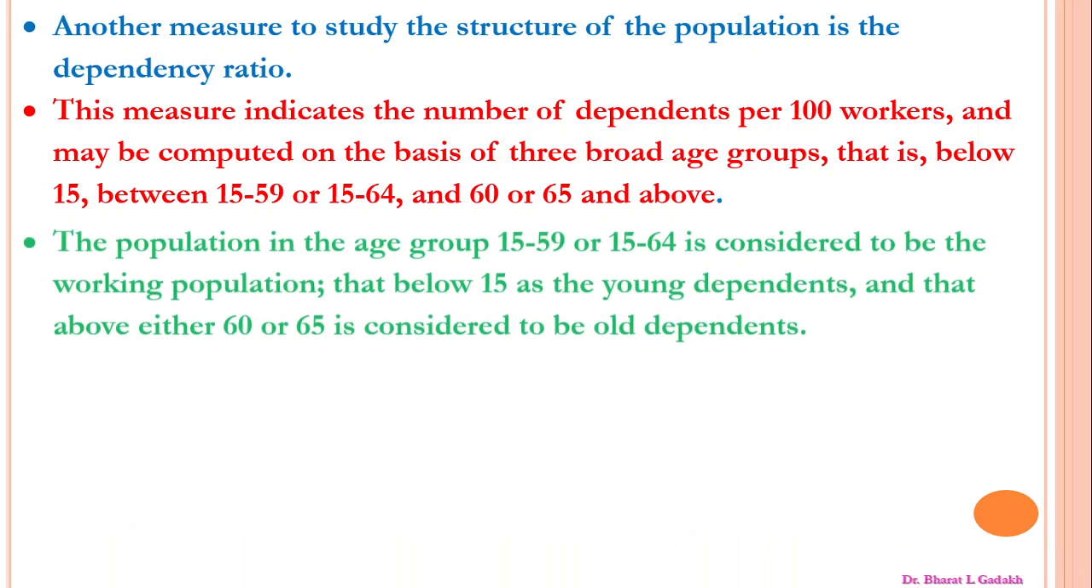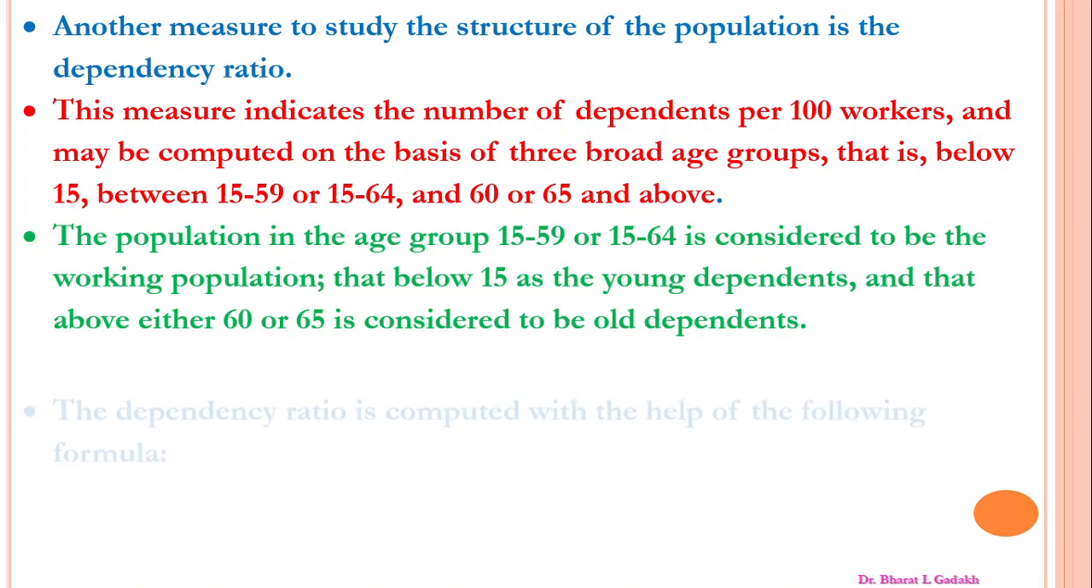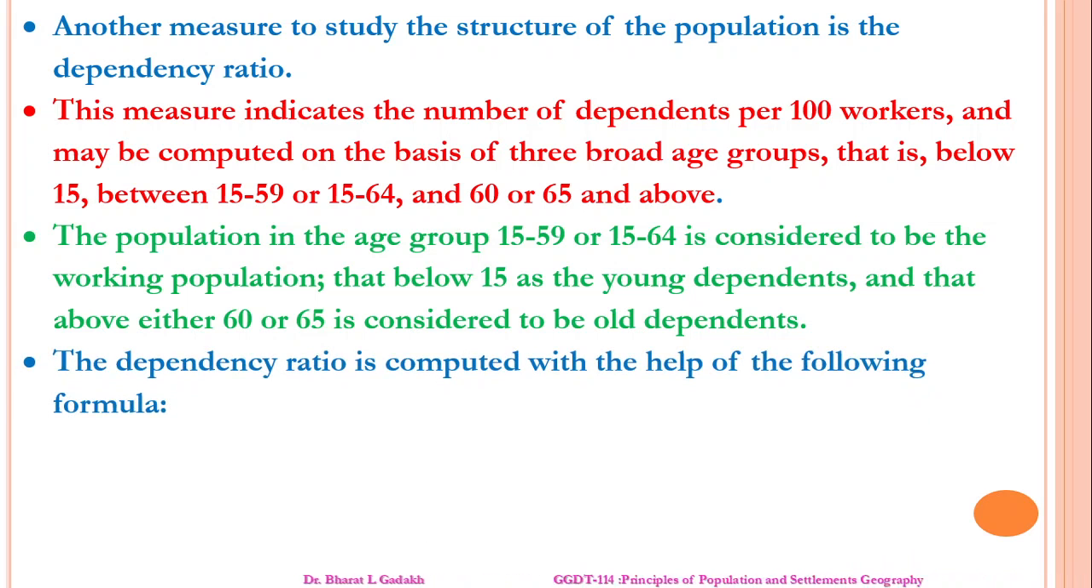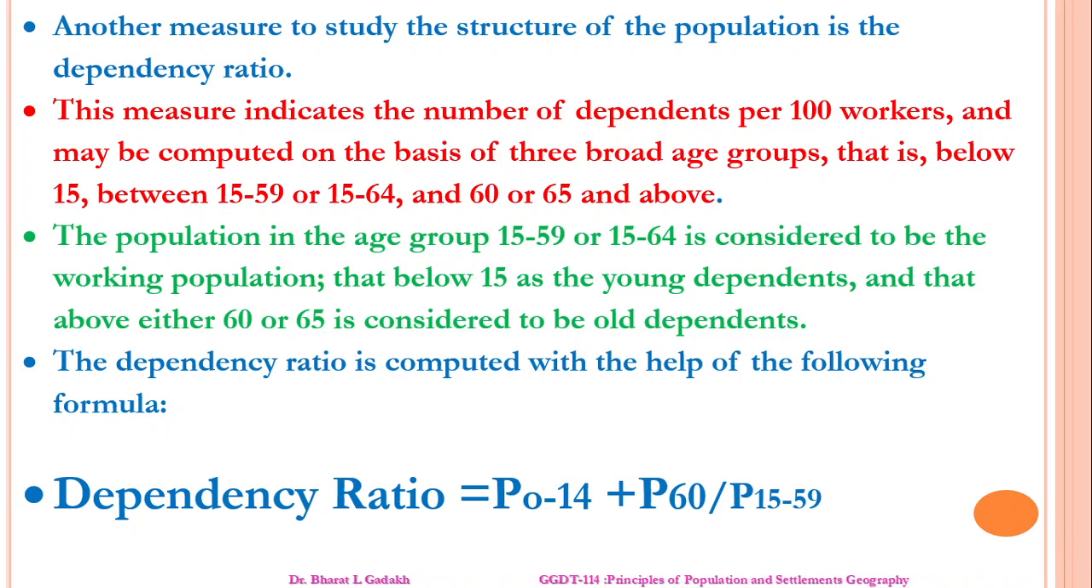This population age group of 15 to 59 or 15 to 64 is considered to be the working population. Below 15 are the young dependents and above either 60 or 65 are considered the old dependents. The dependency ratio is computed with the help of the following formula. First is the dependency ratio. Okay, this is the formula.